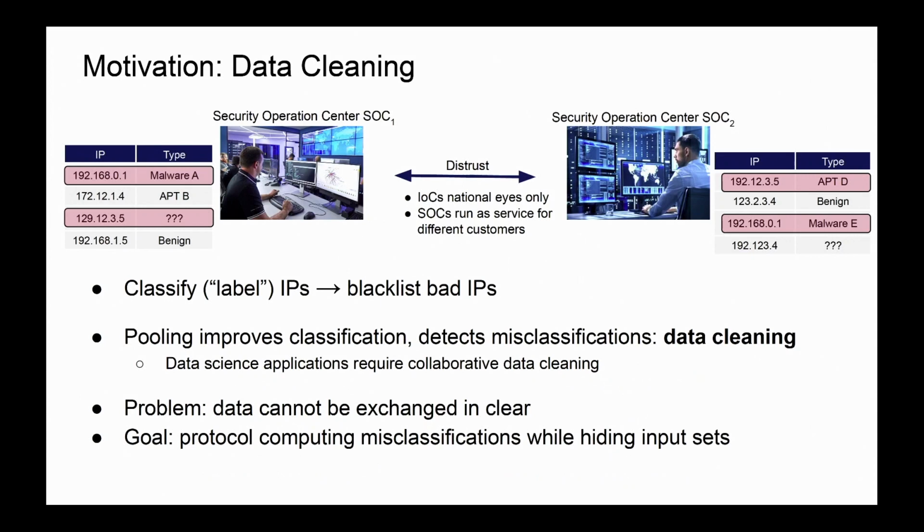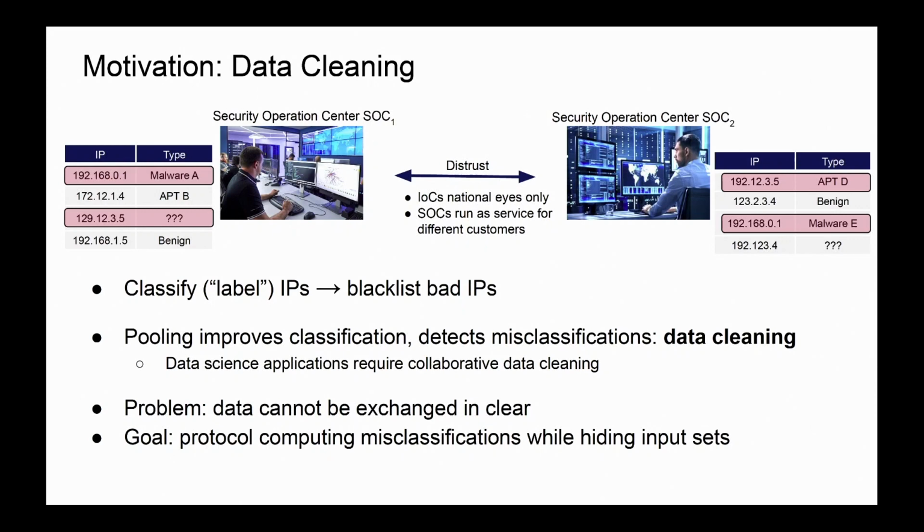Okay, so first, what is data cleaning and why is it even necessary? Data cleaning is the act where I, as an SOC, a security operating center, have some data and I have labels for that data. In this case, I have some IP addresses and I have a label for them. In this case, is the application connected via that IP? Is that a malware or is it not a malware?